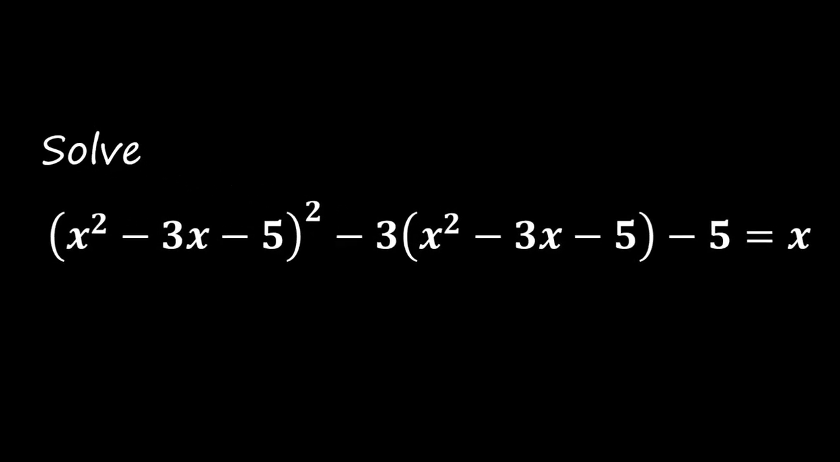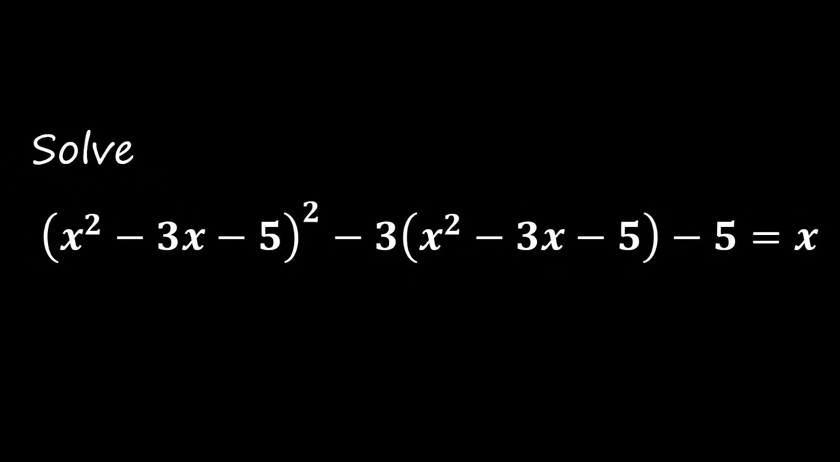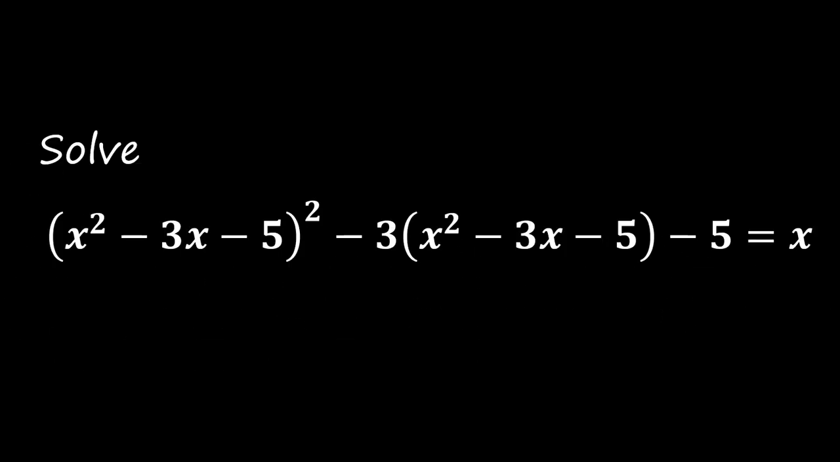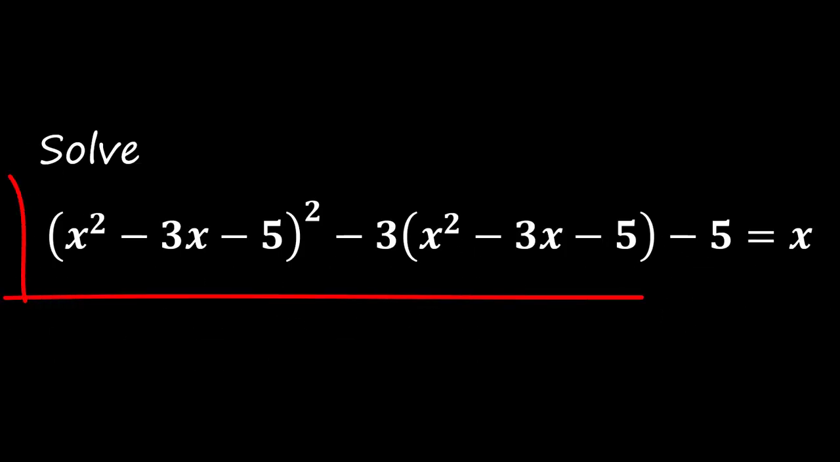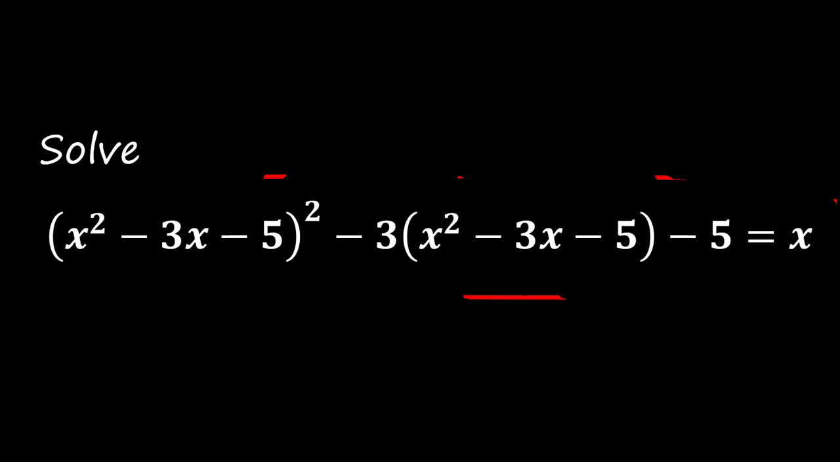For today, let's look at this interesting problem. It involves various ideas, including invariant and inverse function. Here is the question. We are asked to solve the square root of x squared minus 3x minus 5 minus 3 of x squared minus 3x minus 5 minus 5 equal x. Please give it a try before you look at the answer.